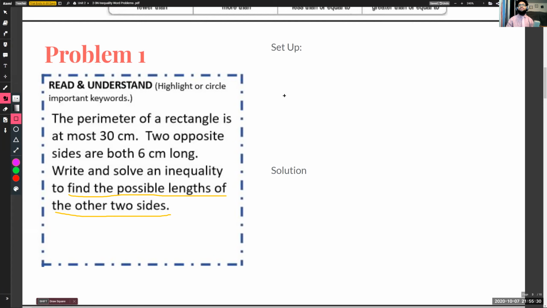It's given me a rectangle, and it's telling me that two opposite sides, it doesn't matter which two, are going to be 6 centimeters. So I'm just going to go here, and the side opposite this, right over here, is another 6 centimeters. And then the rectangle is at most, it will not be greater than, at most 30 centimeters. It can be equal to 30 centimeters, but it will only go up to 30 centimeters.